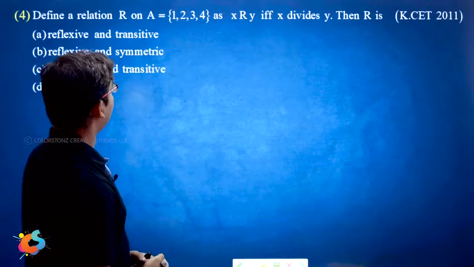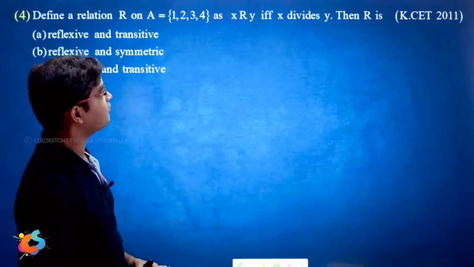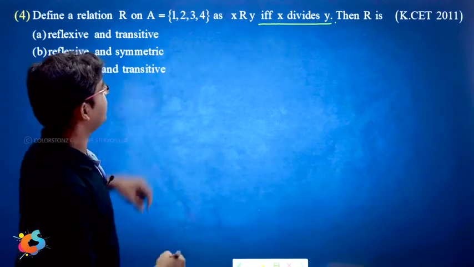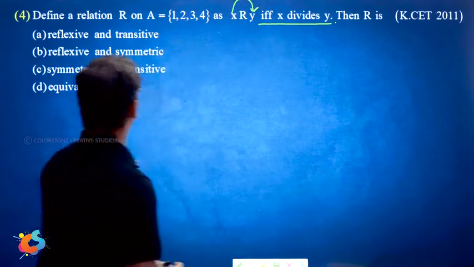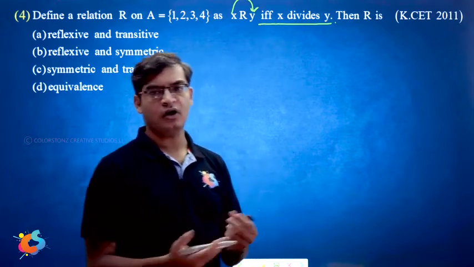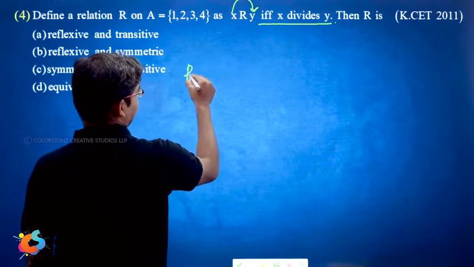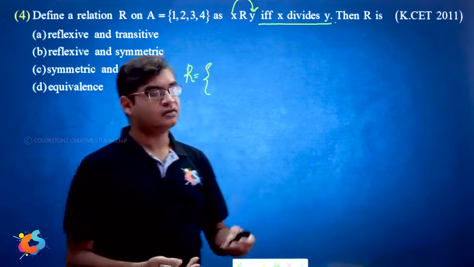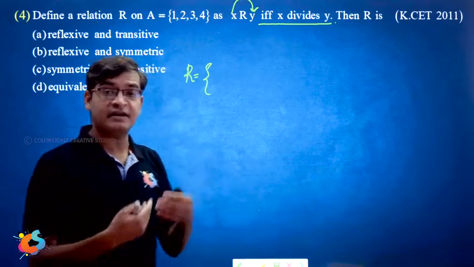Define a relation R on A = {1, 2, 3, 4} as x R y if and only if x divides y, meaning the first coordinate should divide the second coordinate. Then R is... we have to see if it is reflexive, symmetric or transitive. To do that, we can write the whole relation. That is not at all difficult because we know how to write it, but let us not write everything. We have an easier way of doing it.